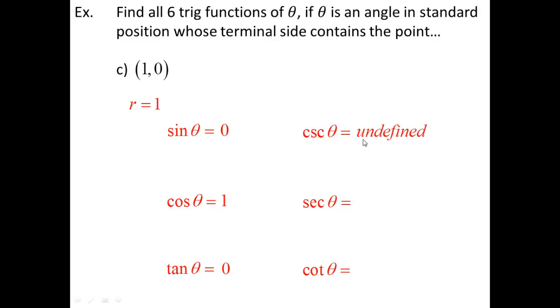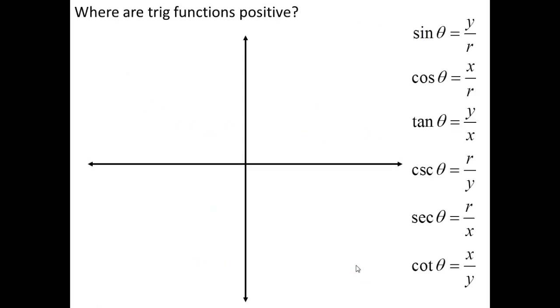Cosecant on this problem is undefined. Yes, you can have trig ratios that are undefined. That's perfectly fine. It is what it is. So cosine is 1, so secant would also be 1. Tangent is 0. Flip it upside down. Cotangent would be undefined. So let's take a second look at our understanding of when a trig function is positive and when a trig function is negative.